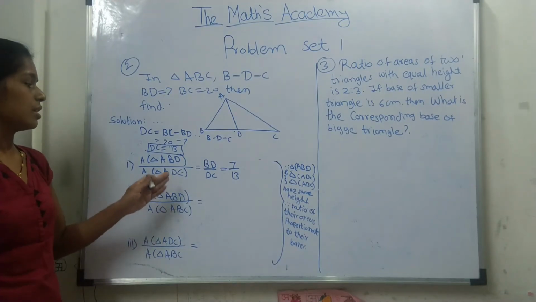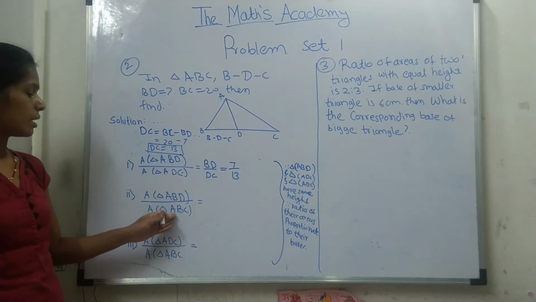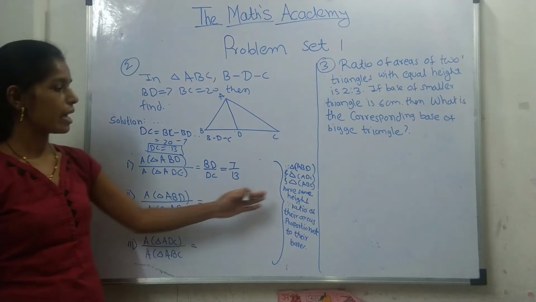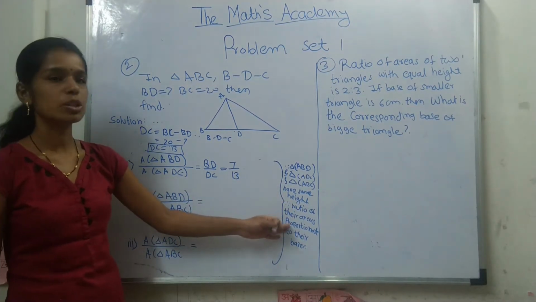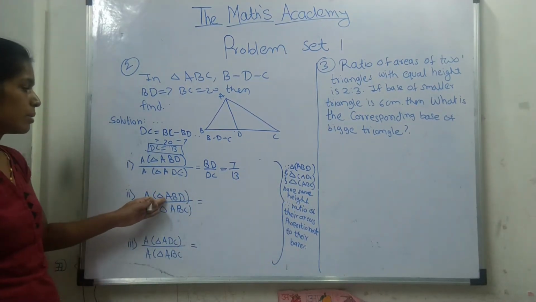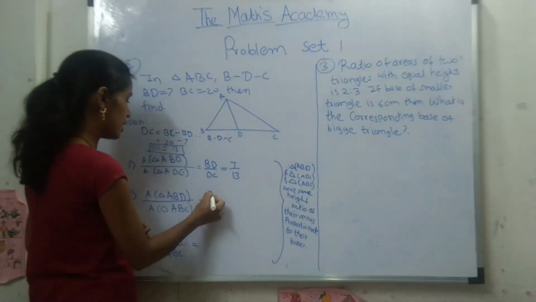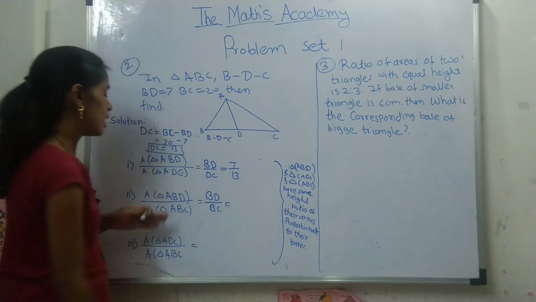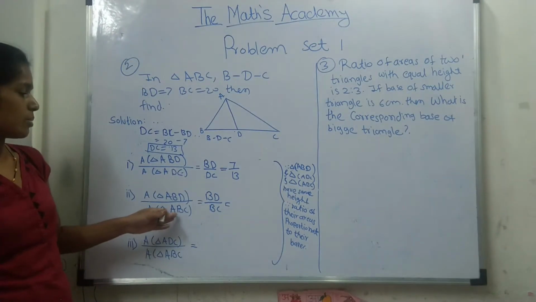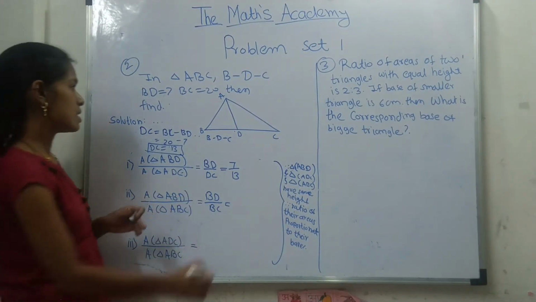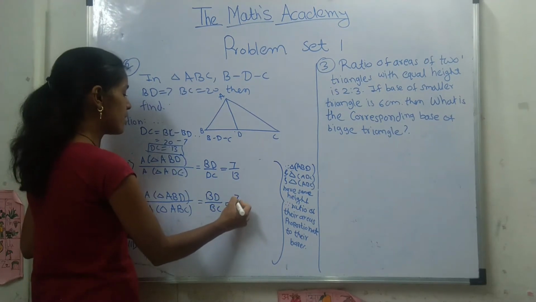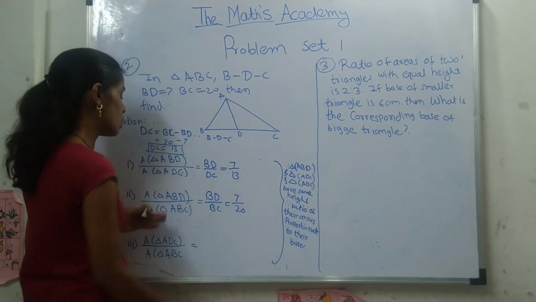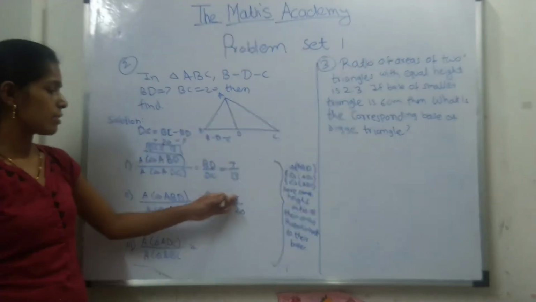Second one: again, triangle ABD and triangle ABC have the same height, therefore their areas are proportionate to their bases. The base of triangle ABD is BD and the base of triangle ABC is BC. So area of triangle ABD upon area of triangle ABC is equal to BD upon BC, as BD is 7 and BC is 20. So the area of triangle ABD upon ABC is equal to 7 upon 20.